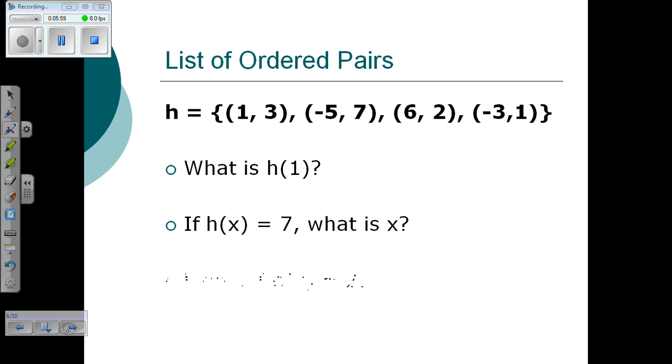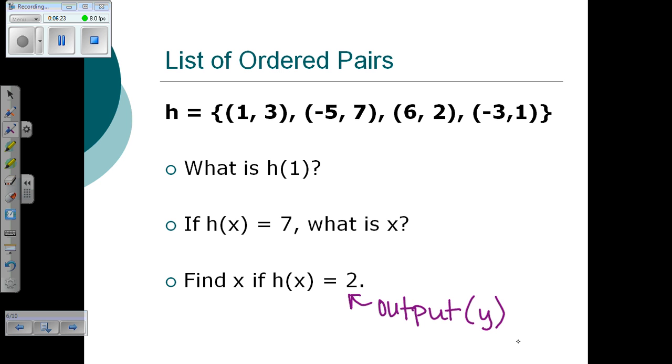Go ahead and try the third one on your own. You're trying to find x if h of x is 2. So this time I'm telling you h of x is 2, which means I'm giving you the output, or the y value, 2, and I'm asking you to find the x that goes with that. And that's right here, 6.